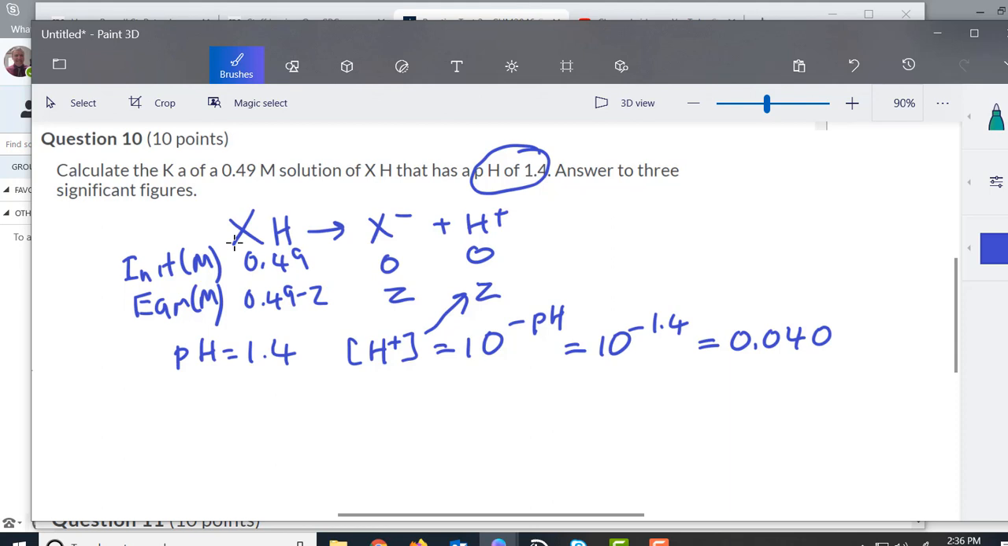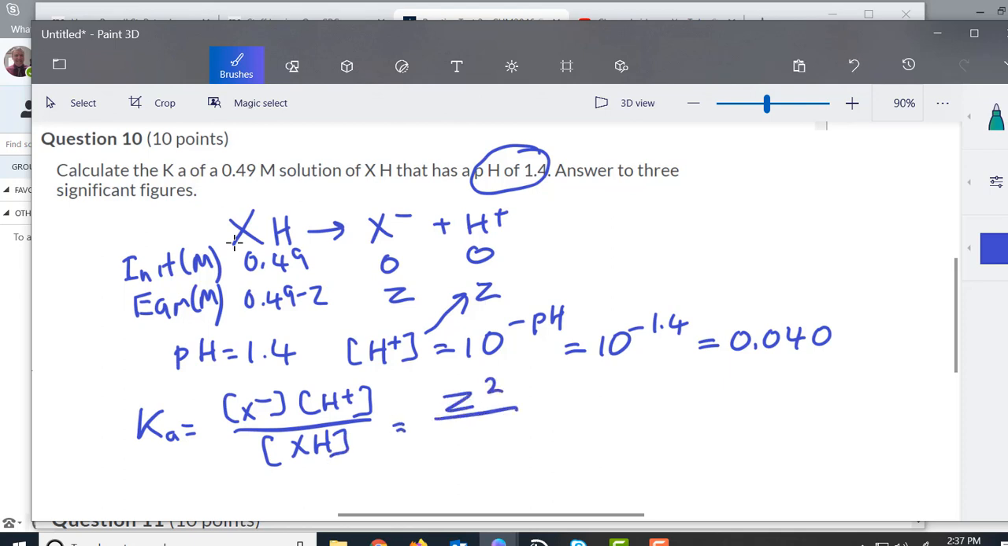So now we can go ahead and do our Ka equation. So Ka is going to equal X minus, H plus over XH. We can substitute in our equilibrium concentrations, and then we can substitute in our values.